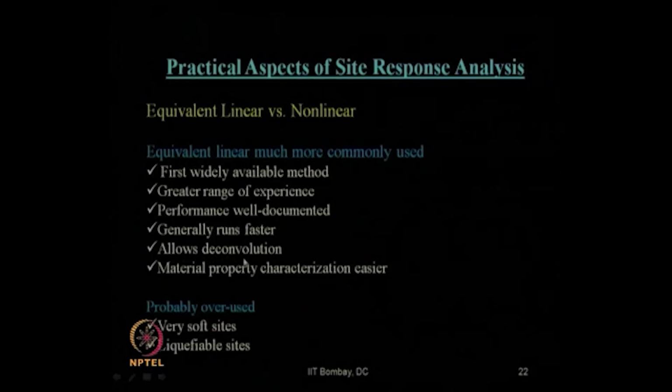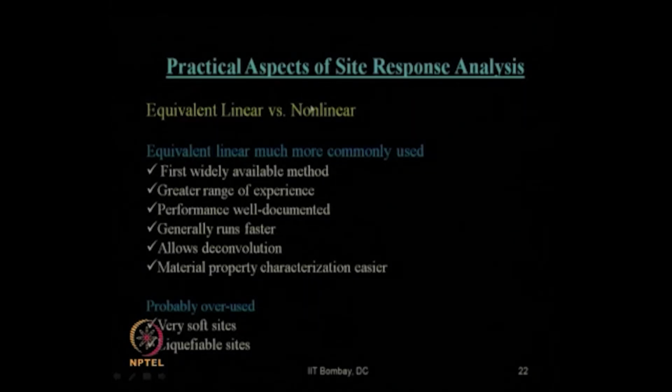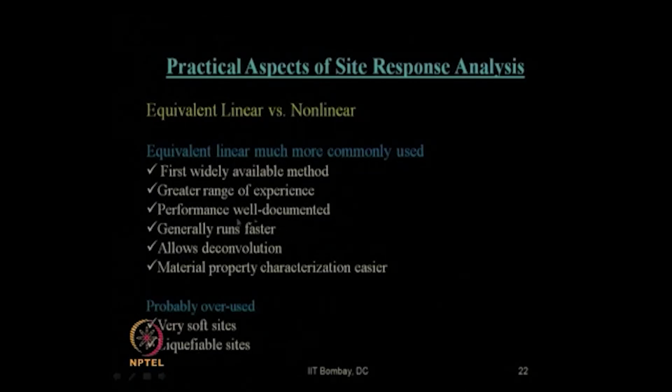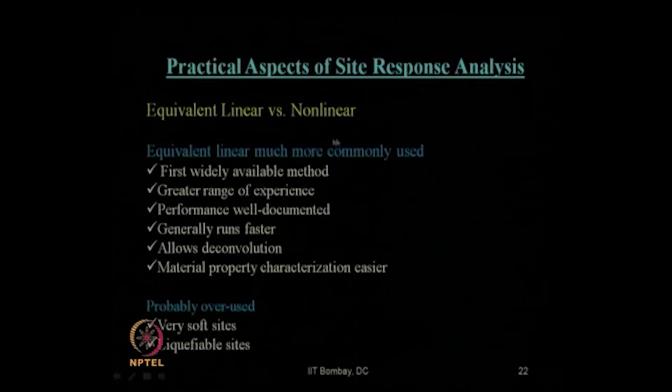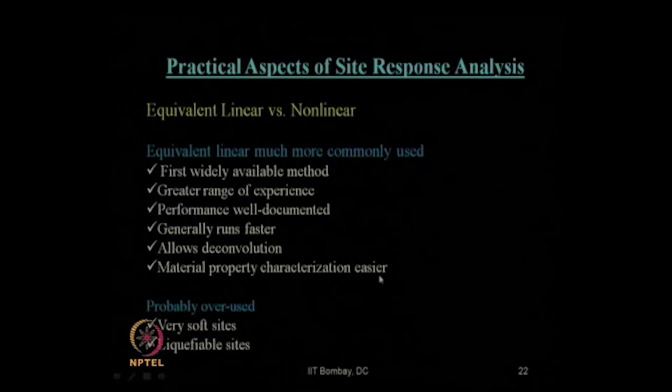It allows deconvolution. What is deconvolution? We will see that. Convolution is nothing but when we are approaching from the bedrock to the ground surface, and deconvolution is the reverse one, that is from the ground surface to the bedrock level. Material property characterization is easier in case of equivalent linear.